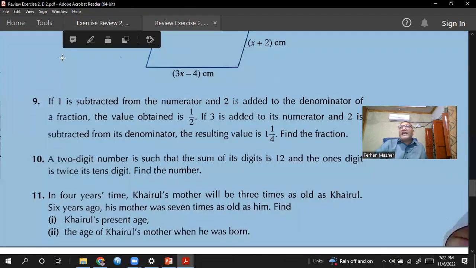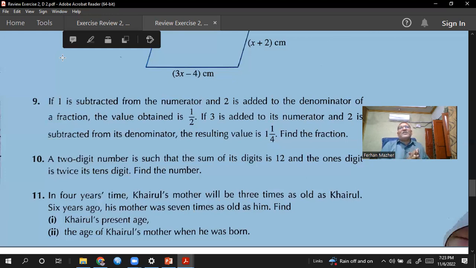Question number 9 is coming up on your screen. If 1 is subtracted from the numerator and 2 is added to the denominator of a fraction, the value obtained is 1 by 2. If 3 is added to its numerator and 2 is subtracted from its denominator, the resulting value is 1 whole 1 by 4. Find the fraction. So suppose the numerator is x, the denominator is y, the fraction will be x by y. So x minus 1 divided by y plus 2, and that will be equal to 1 by 2.